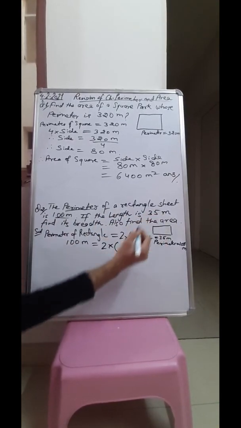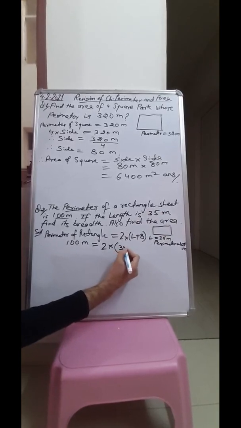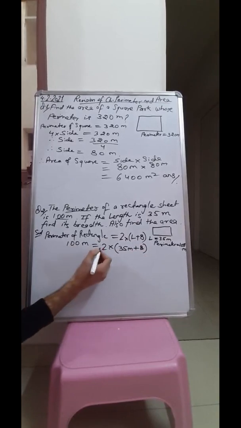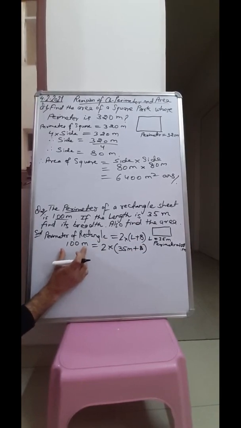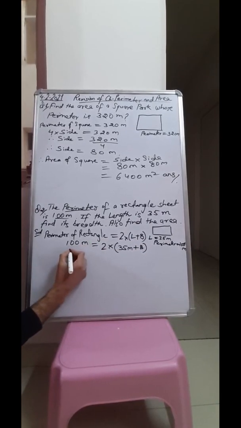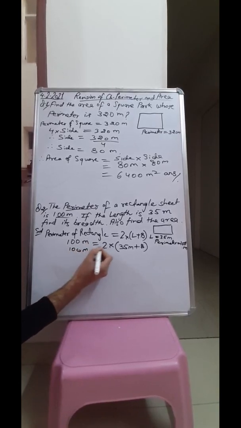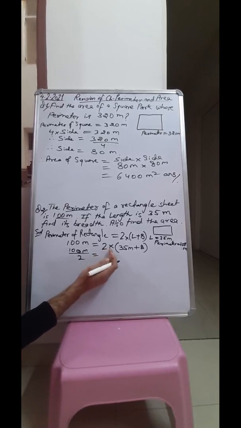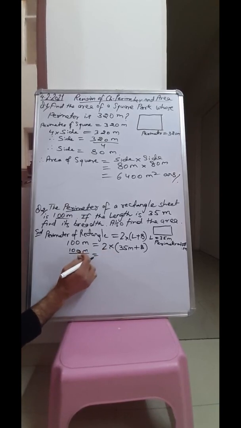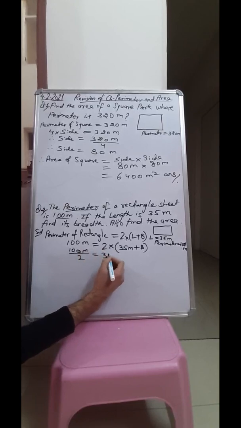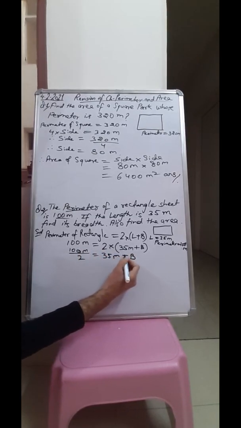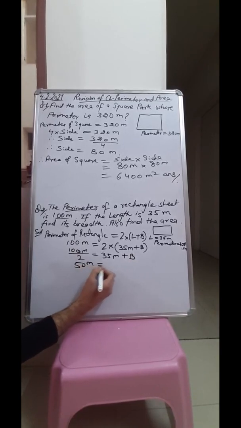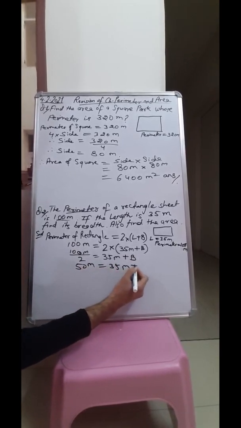which is given to us as 35 meter. So in the place of L we can write 35 meter, and breadth will come as it is. On the left hand side we have 100 meter. To solve it, we will take this 2 to the divide side of 100, because here it is multiply, the reverse of multiply is divide. So we will take this 2 in divide, equal to 35 meter plus breadth. When you divide this, you will get 50 meter equal to 35 meter plus breadth.